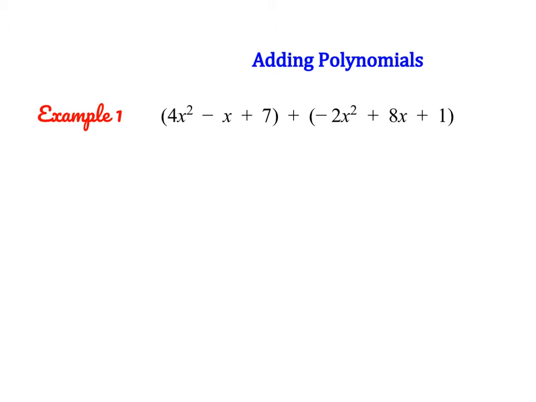One way you can do it is by grouping the different terms together, either using colors or underlining or circling them. One thing to notice is that this plus sign, technically we can think of it as being distributed to all three of the terms here. You're just multiplying by 1, so none of those terms are going to change. I'm going to take a first step and just rewrite it like this. We have 4x squared minus x plus 7, and then we have minus 2x squared plus 8x plus 1. Notice that none of these terms changed.